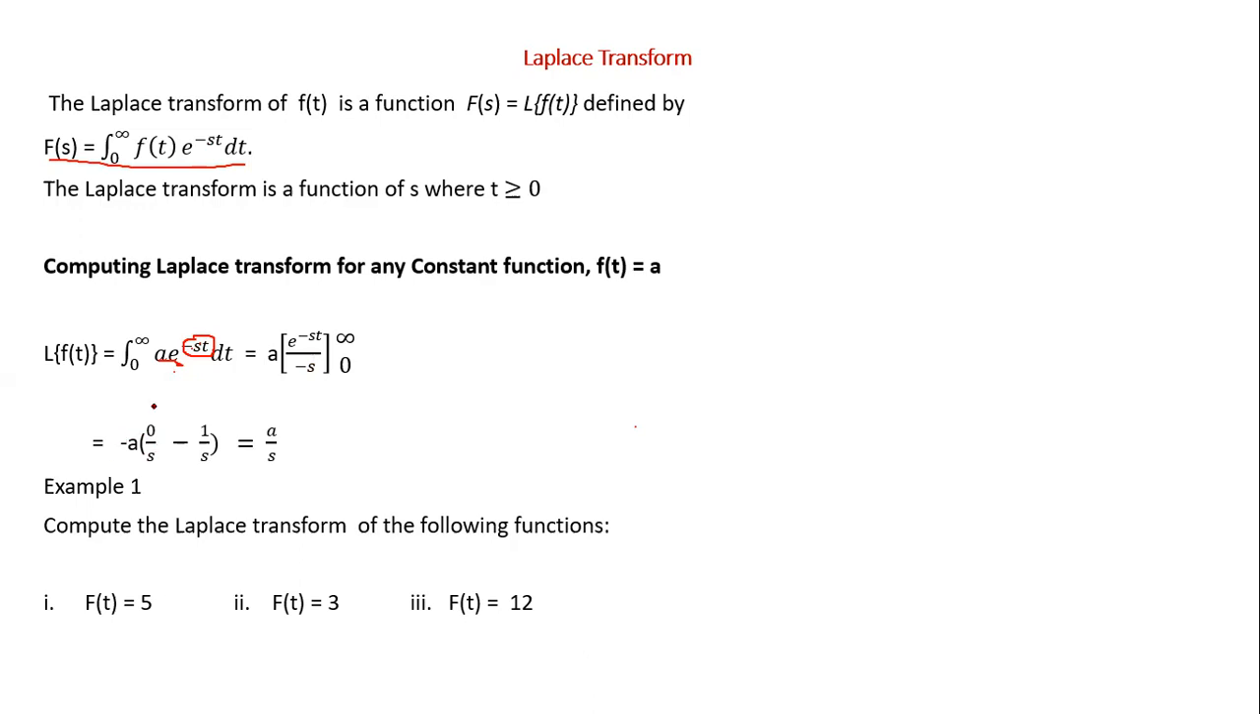So we have negative a into the bracket 0 over s minus 1 over s. When you simplify this, it will give us a over s. You see that the t has now changed to s. Therefore, the Laplace of a constant a is given by a over s. Good.